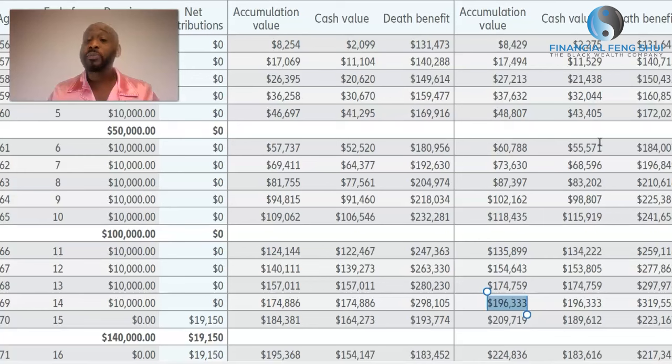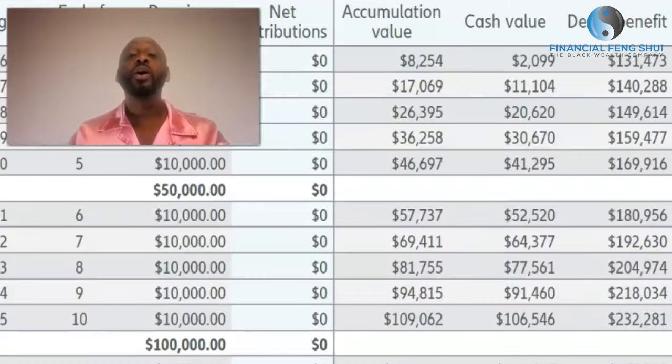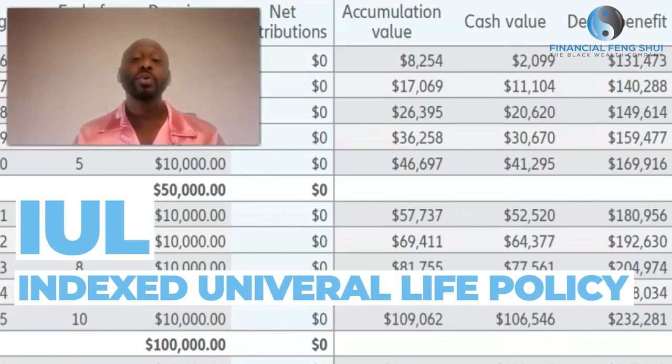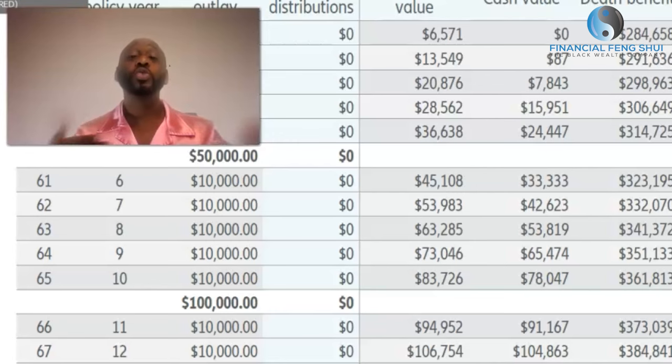Now, you notice I'm saying a lot about reducing death benefit. You can make all these changes to your plan because of what? It is an indexed universal life policy. If you have a whole life policy, you're going to be limited in the amount of changes you can make to that policy over a 10 or 15 year period.